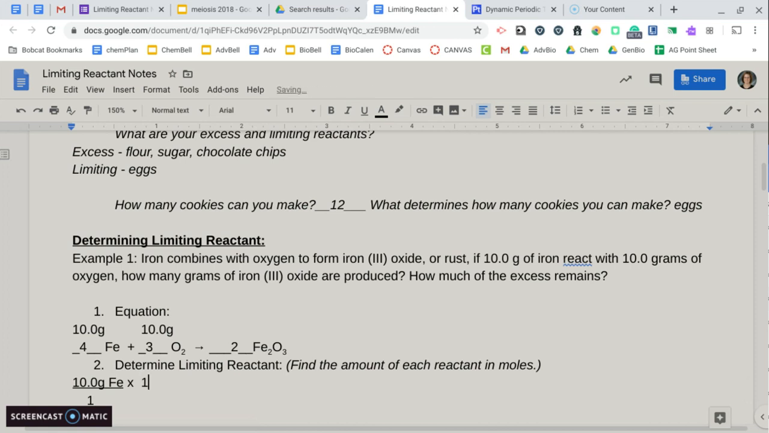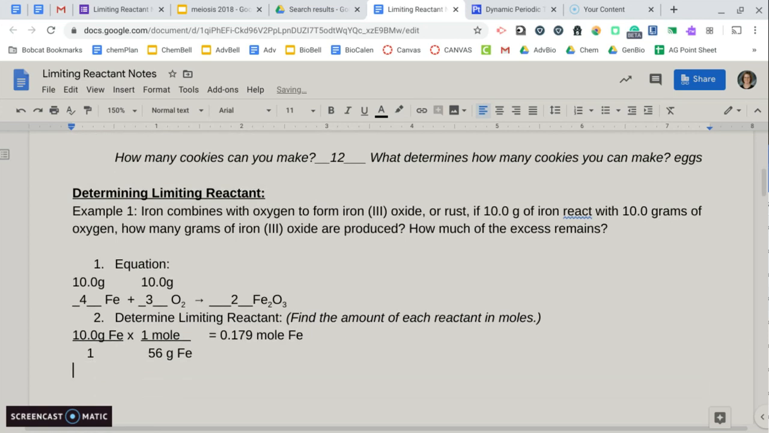You're going to use a periodic table and find the molar mass on there. It's 56. Okay, so when I did that, I got 0.179 moles of Fe. And then you've got to do it for your other reactant too. So for my oxygen, I'm going to do the same thing, except all for oxygen.